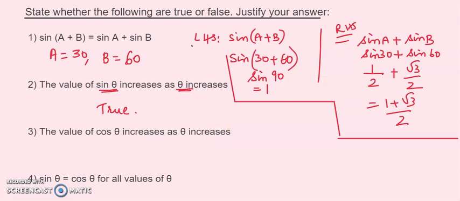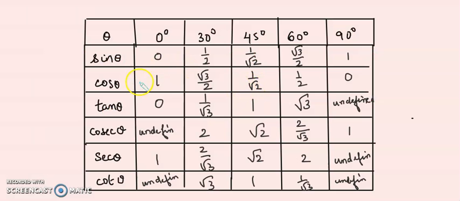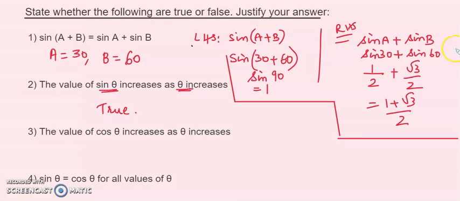The value of cos theta increases, is it true? Let's see. Now cos 0, 30, 45, 60, 90. The angles are increasing, but the value is going from 1 towards 0. So cos theta, is it increasing? No. When cos theta values are decreasing, that's when the angle measurements are increasing. It's just the opposite, correct? So as the value of cos theta increases, if we put it the other way around, the angle should decrease, not increase. So it's a false statement.